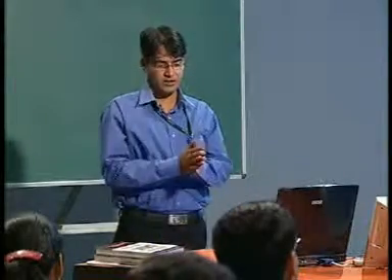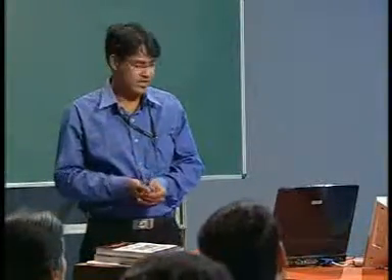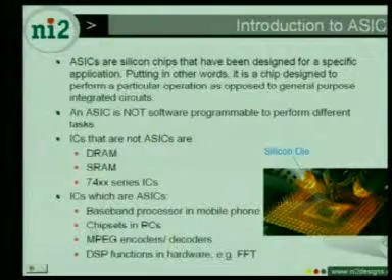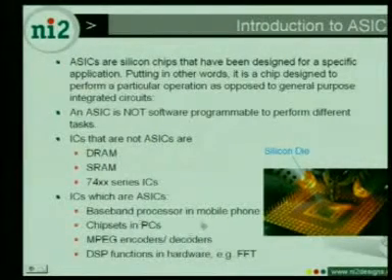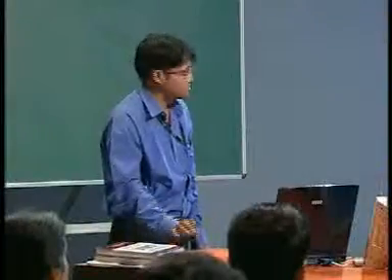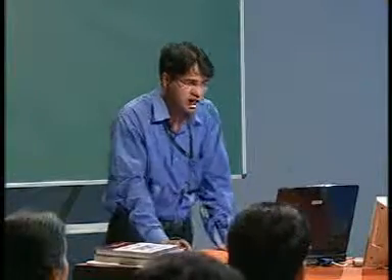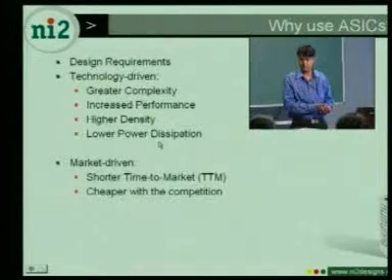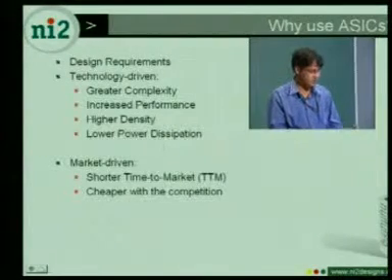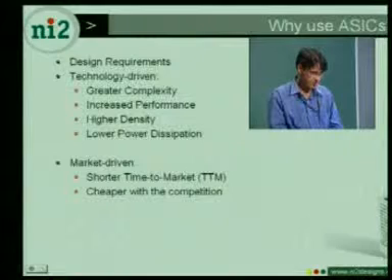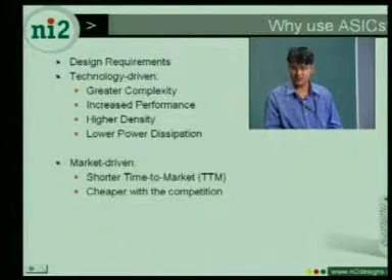We are designing a chip for a specific purpose. These are some examples, like DSP function in hardware, MPEG decoder, and chipset in PC and baseband, but these are not ASIC, because these are general chips. So, according to the requirement, the designer can go for ASIC or a general purpose chip. These are the reasons why we prefer ASIC: technology driven and market driven. These are the two factors which compel us to go for ASIC designing.